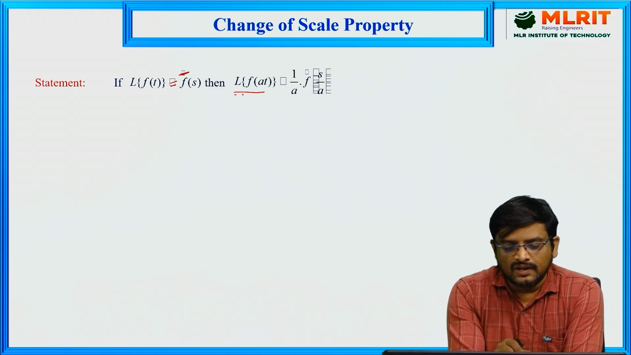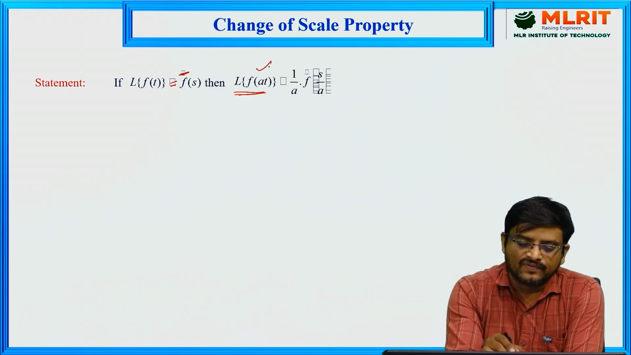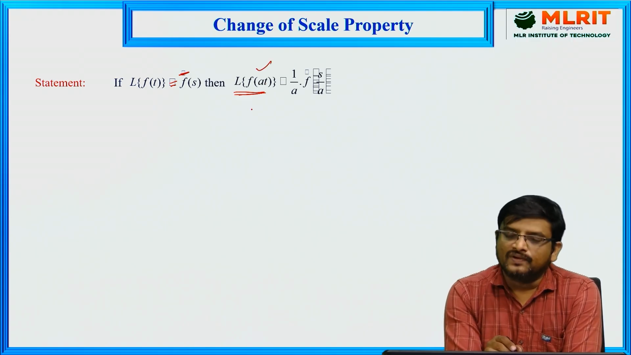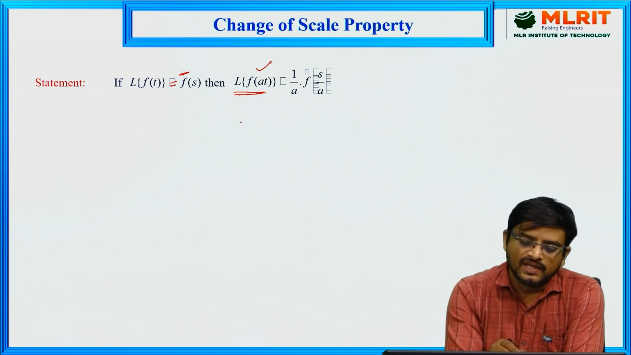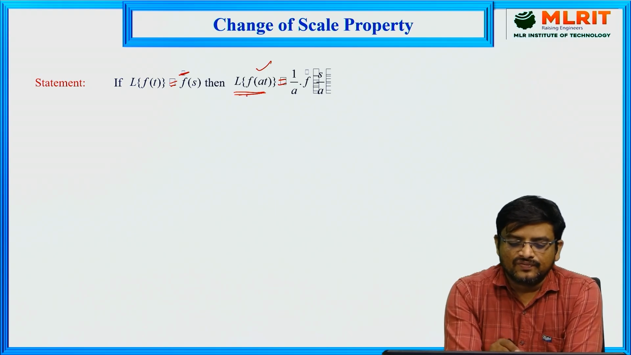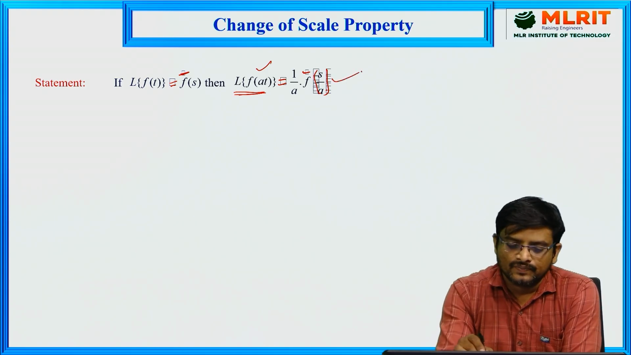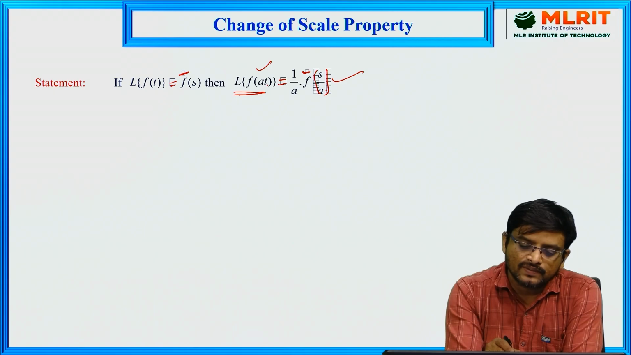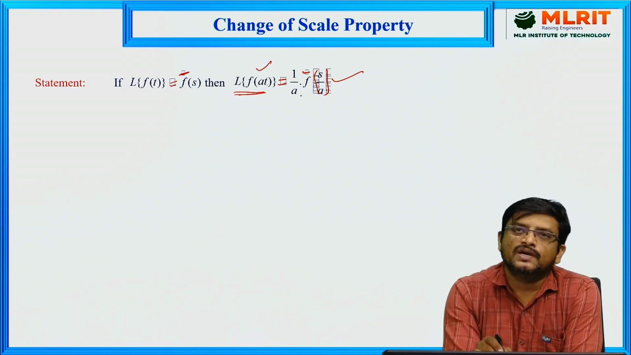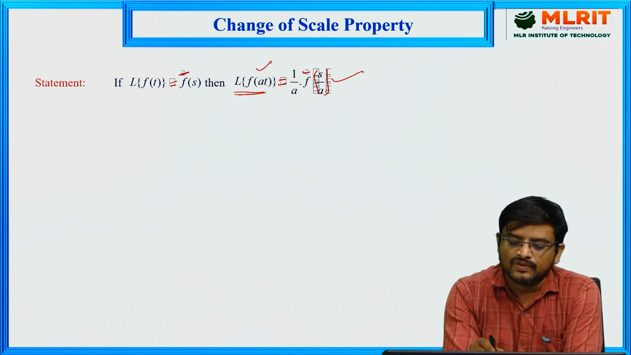Then whenever the function is in the form of f of at, like f of 3t, f of 2t, f of 5t, if you have that type of functions, then if you want to apply the Laplace transform for this, we have L of f of at is equal to 1 by a into f bar of s by a. So if a is multiplied with t, then on the RHS that a becomes the denominator: 1 by a into f bar of s by a.